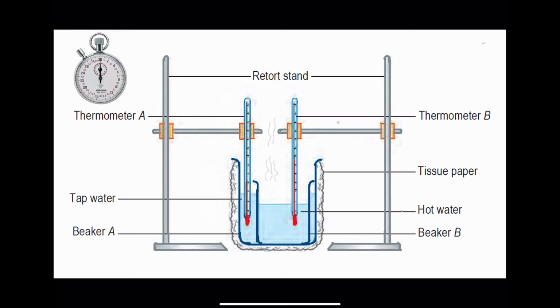For this activity, we need two retort stands, thermometers, larger beaker labelled A, smaller beaker labelled B, measuring cylinder, and a stopwatch. And you also need 50 degrees Celsius hot water, tap water, and also tissue paper. First, wrap beaker A with tissue and fill it with 150 milliliters of tap water. And then fill 400 milliliters of 50 degrees Celsius hot water into beaker B. Place beaker B into beaker A and then place the thermometer.